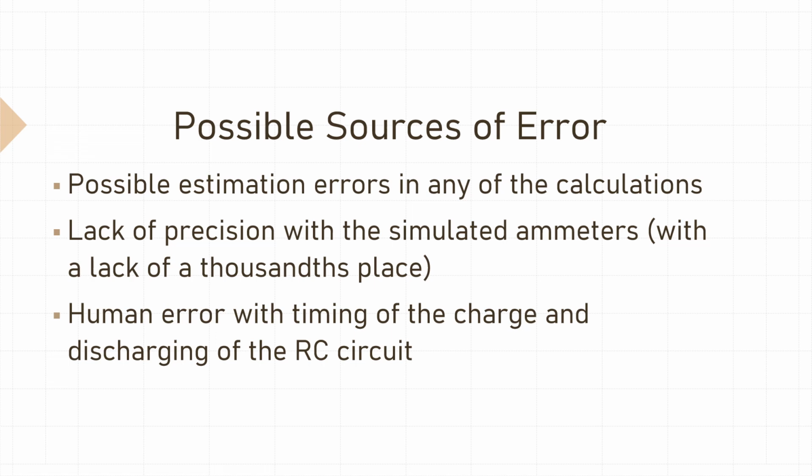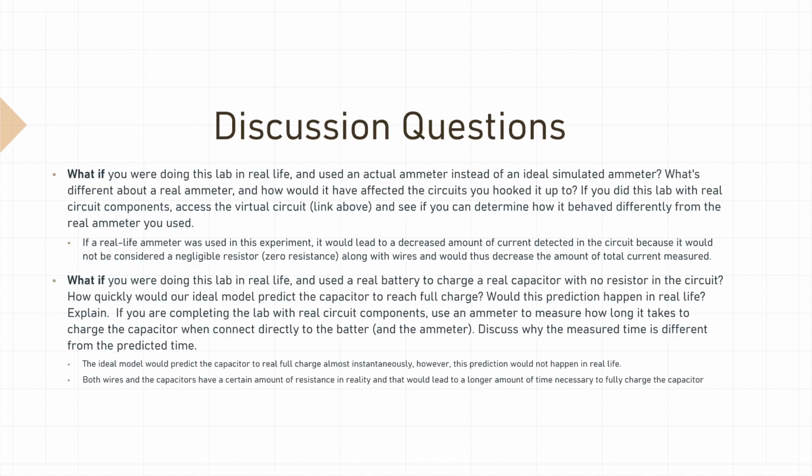Some possible sources of error are estimation errors, lack of precision in the ammeters, and human error with the timing of the charging and discharging of the RC. If a real-life ammeter was used in the experiment, it would lead to a decreased amount of current detected in the circuit, because it would not be considered a negligible resistor along with wires and thus would increase the total resistance. And the ideal model would predict the capacitor to charge almost instantaneously.